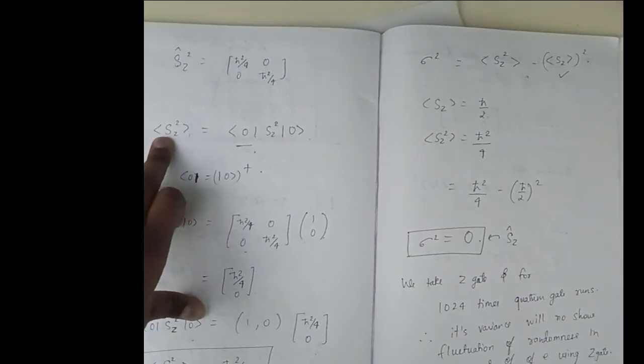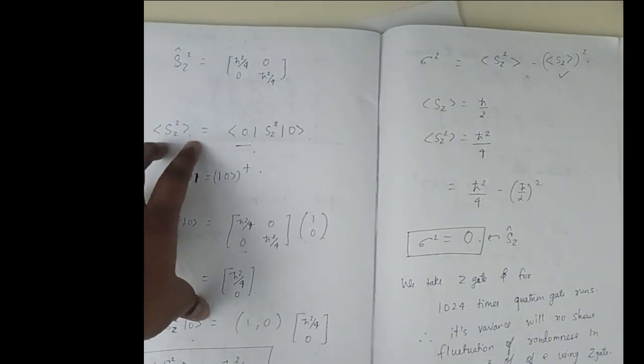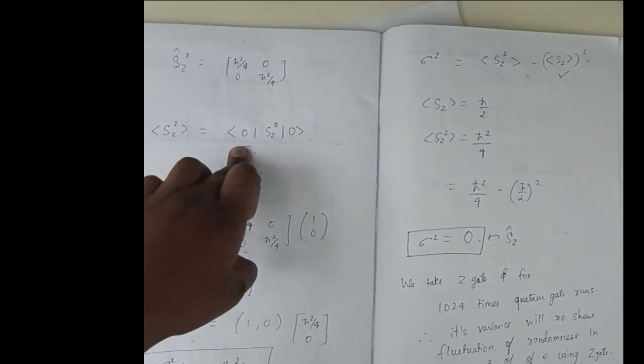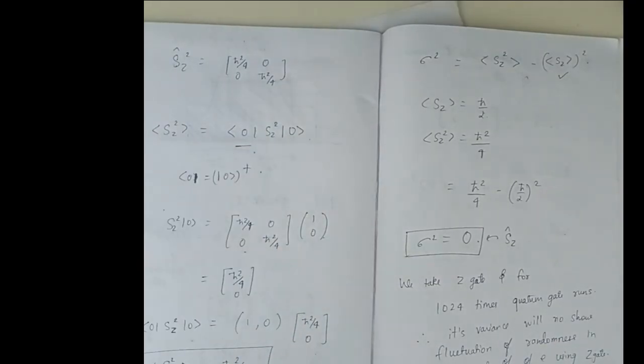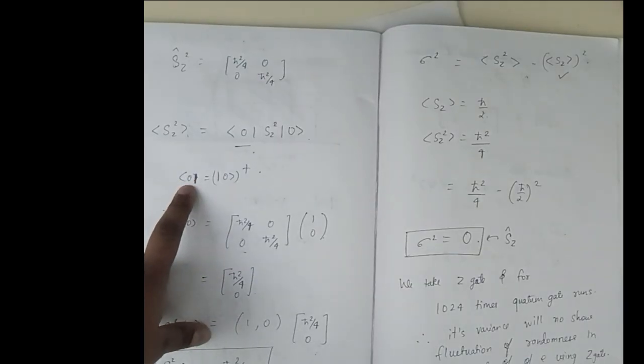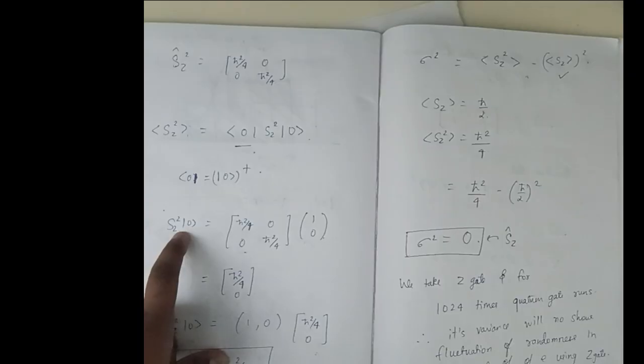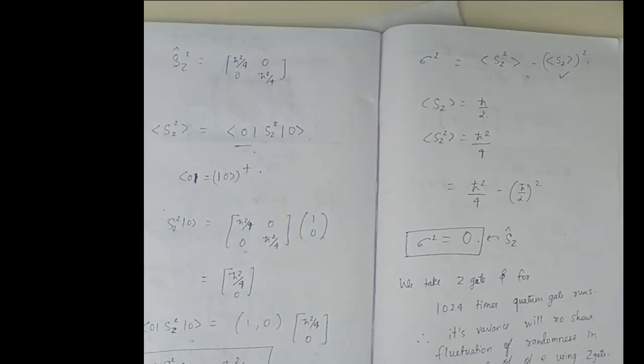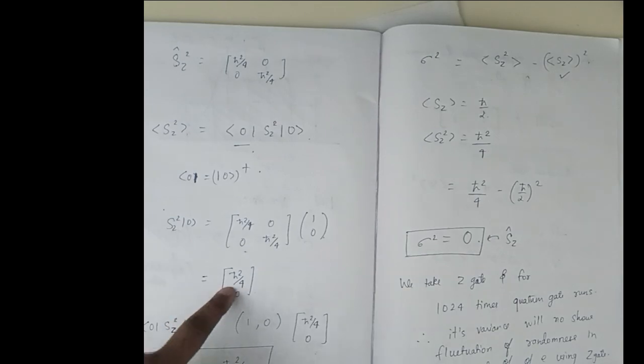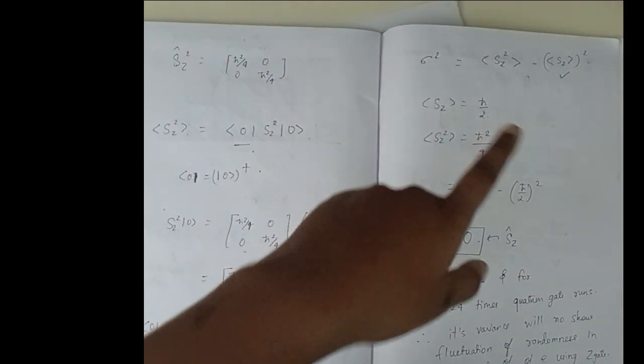Now to find the expectation of Sz square, it comes under bra 0 Sz square ket 0. As we know, bra 0 equals ket 0's dagger, and Sz square operated on ket 0 comes to be h cross square by 4. Then if we take bra 0 Sz square ket 0, it comes to be h cross square by 4. Before, we found the expectation value, and now we have also found the expectation of Sz square.